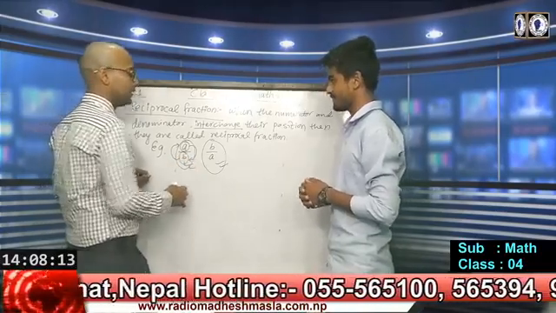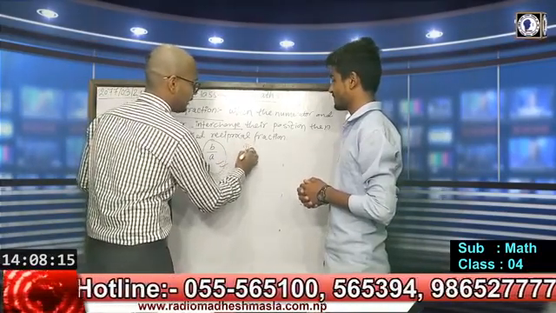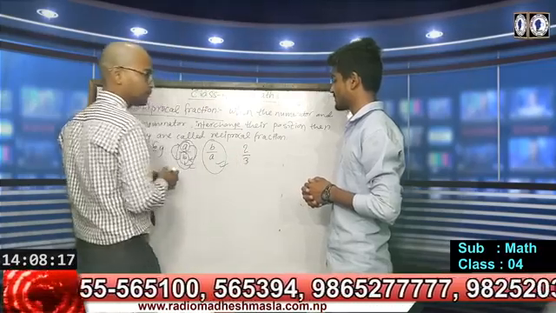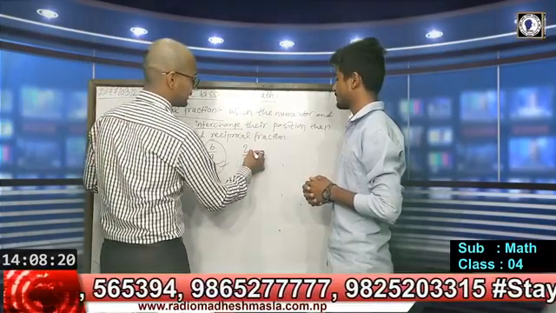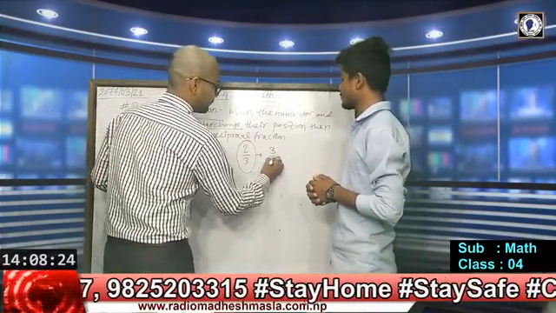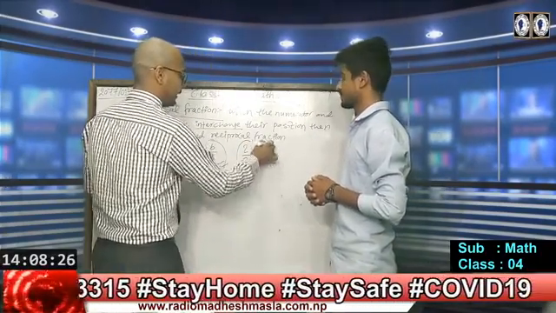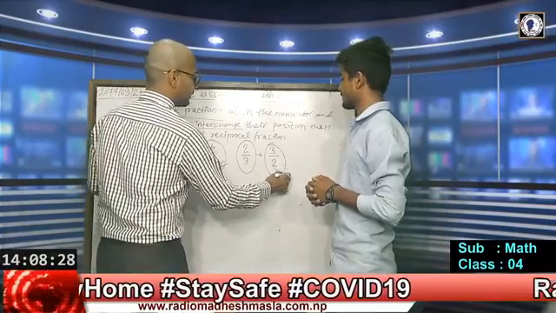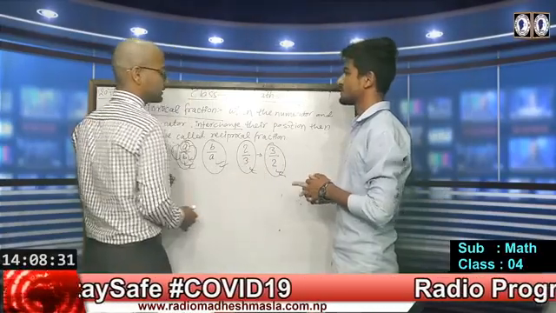In the same way, suppose we are given 2 by 3. When we interchange it, it becomes 3 by 2. Then 3 by 2 is the reciprocal fraction or form of the fraction 2 by 3.